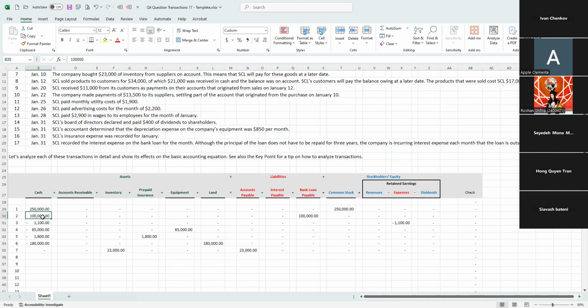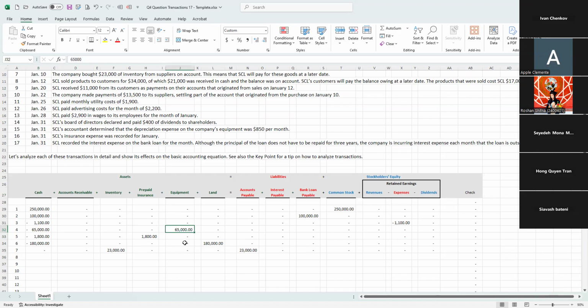In the second transaction, we borrow cash from the bank. Now we have $350,000 cash. Now I start purchasing other assets so I can start operations. Can I start a business with only cash? No. What do I need? I need equipment, something else, other assets, right? So that's why. I understand right now.